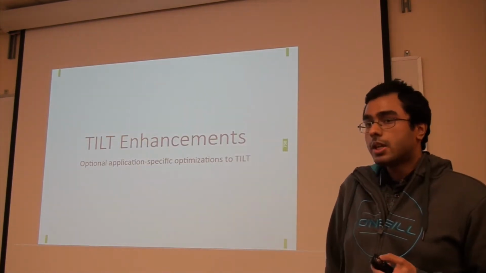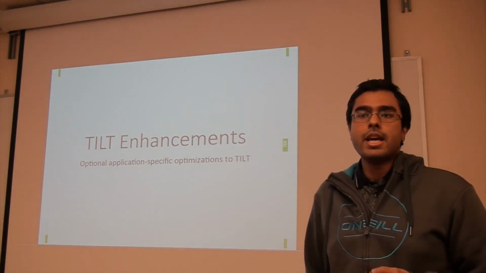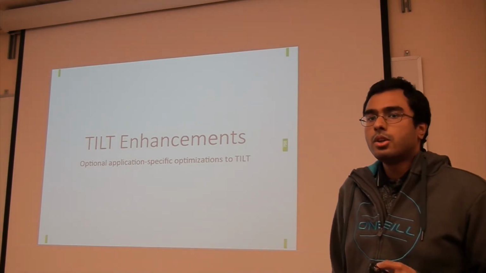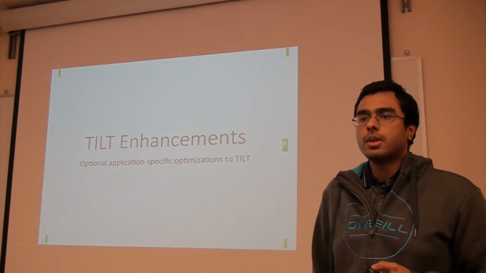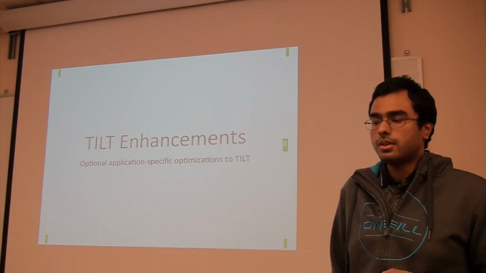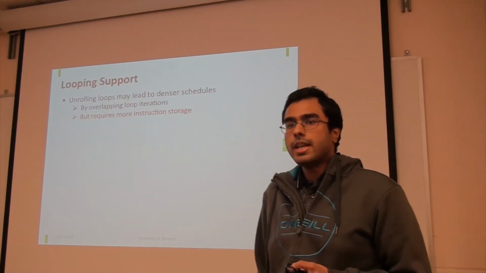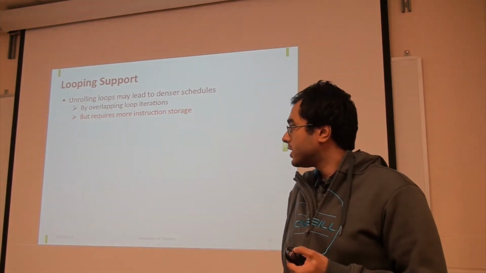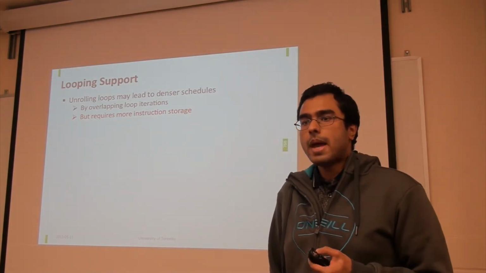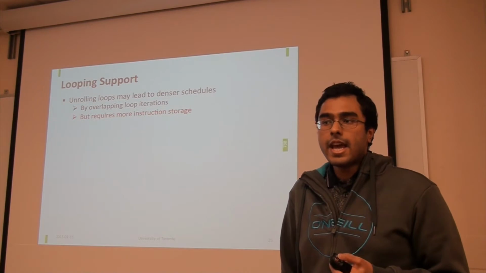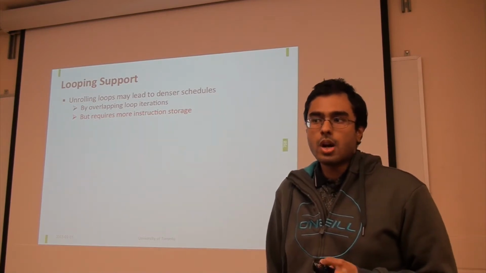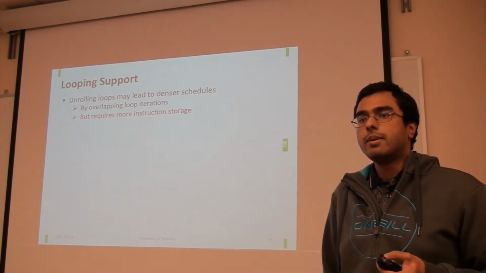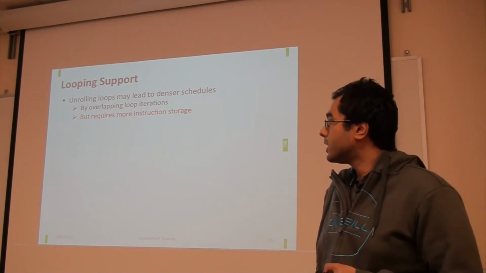I'll now briefly describe some of the optional enhancements that we have added to tilt to better target specific application types and to produce more efficient tilt designs. One of these optional enhancements is the support for loops within the compute kernel. With the basic standard tilt core, loops need to be manually and fully unrolled. This can produce denser schedules and therefore higher throughput because loop iterations can be overlapped, but also require significantly more instruction storage.